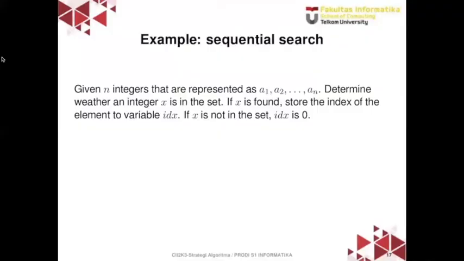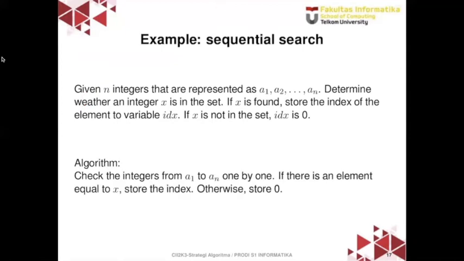Another example is sequential search. The problem is, given n integers represented as a1 to an, we want to determine whether an integer x is in the set. If x is found, store the index of the element in variable idx. If x is not in the set, idx is 0. So the algorithm will check the integers from a1 to an one by one. If there is an element equal to x, we store the index, otherwise we store 0.